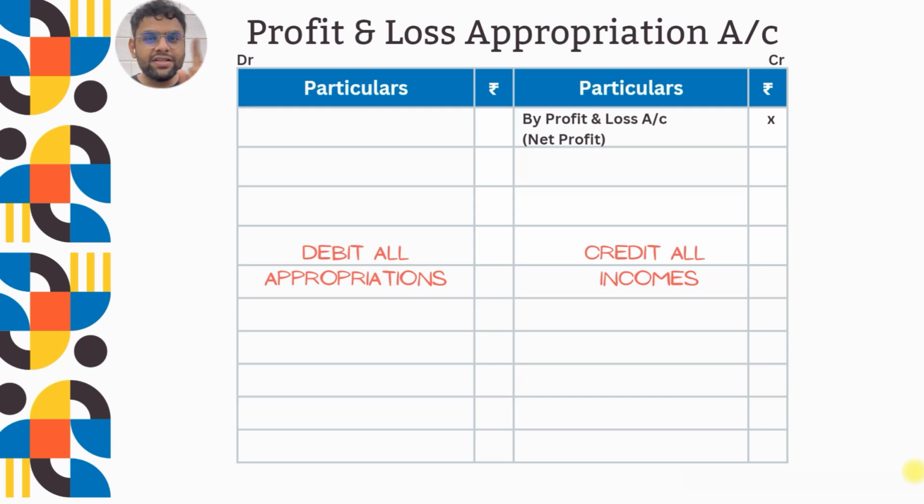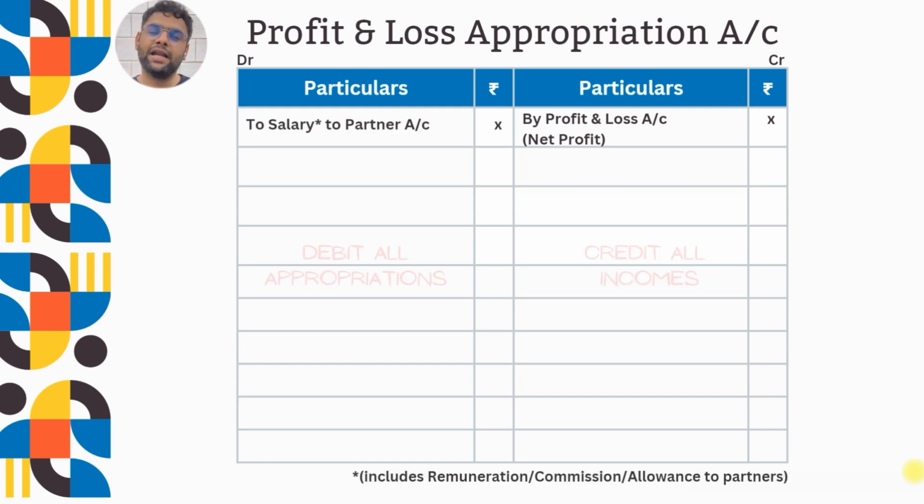Now, the first thing that will come in the P&L appropriation account will be salary to the partner. Now, it could be salary, commission, remuneration, allowance or कोई भी नाम हो सकता है, but it is payable to a partner. It is a type of expense. Therefore, it is an appropriation that comes on the debit side.